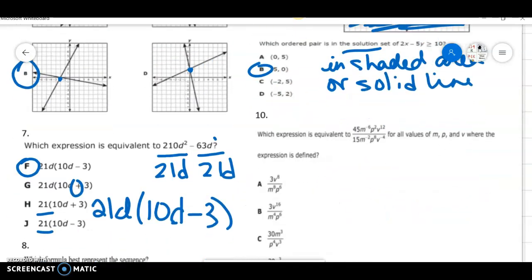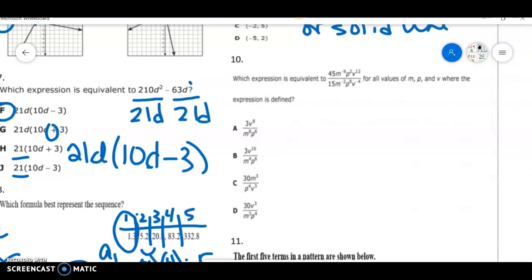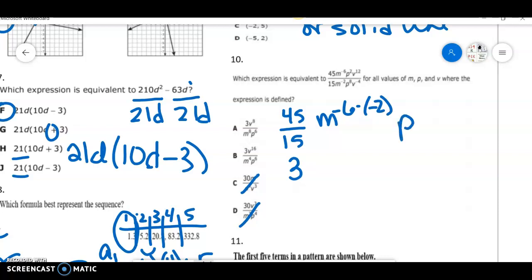When we look at number 10, which expression? Some of us are still struggling with this. You have to keep in mind that the coefficients go with themselves. They're doing their own thing. We're not subtracting these. So 45 divided by 15 is 3. That gets rid of these. Then our rule when we're dividing is to subtract. So negative 6 minus a negative 2. We have 2 minus 8.